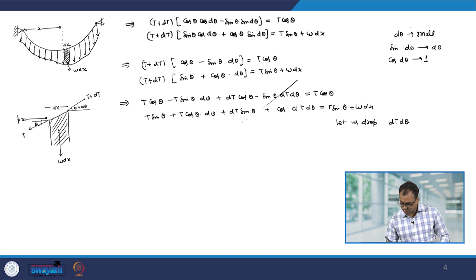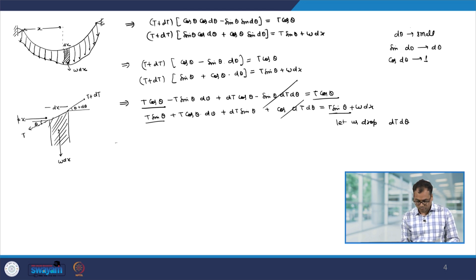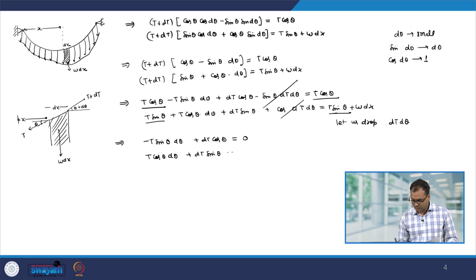So, this term we can neglect and this term also we can neglect, and here t cos theta will get cancelled with this t cos theta and t sin theta will get cancelled with that t sin theta. So, we have minus t sin theta d theta plus dt cos theta equal to 0 and t cos theta d theta plus dt sin theta equal to w dx.